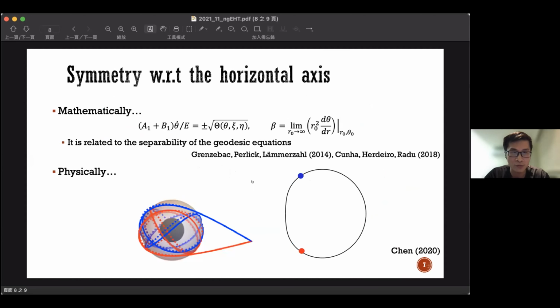And well, I want to say one more word about the reason why the shadow contour, the critical curve, is symmetric with respect to the horizontal axis. Well, it turns out that this is highly related to the separability of the Hamilton-Jacobi equations. Namely, it is highly related to the existence of the Carter constant and also the existence of the hidden symmetry of the spacetime. So you can imagine that the hidden symmetry of the spacetime will manifest itself in the form of the symmetry, a vertical symmetry of the critical curve of the shadow boundary.